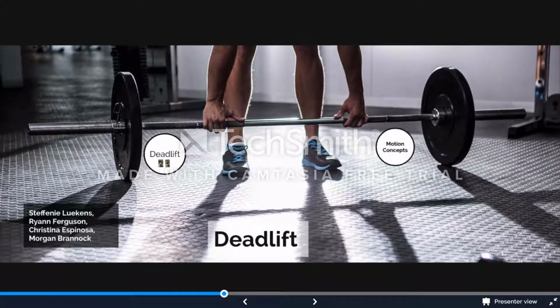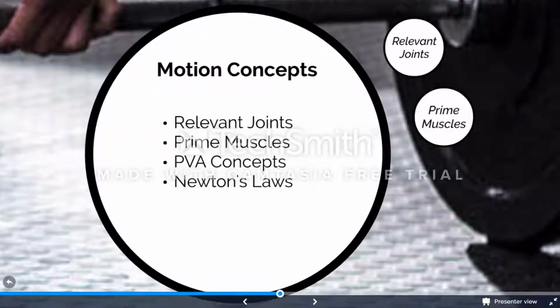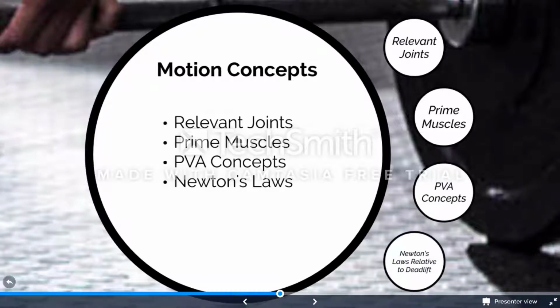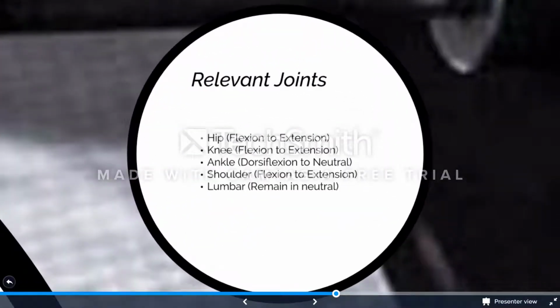Next, we will talk about motion concepts. This includes the relevant joints, the prime muscles, the position, velocity, and acceleration concepts, and Newton's laws relative to the deadlift. During a deadlift, we look at the hip, knee, ankle, shoulder, and lumbar spine.